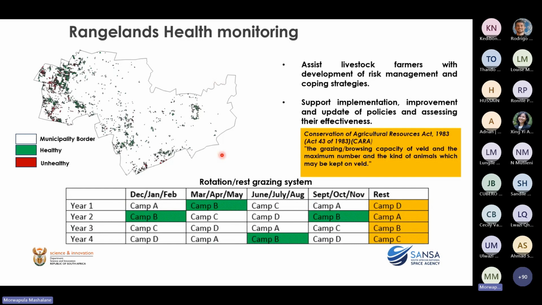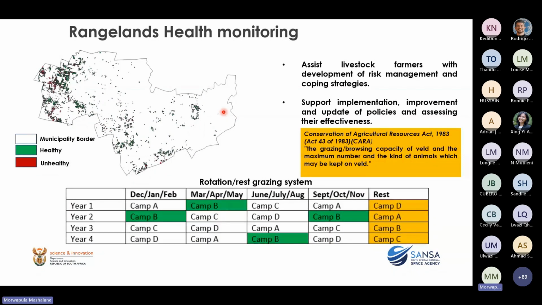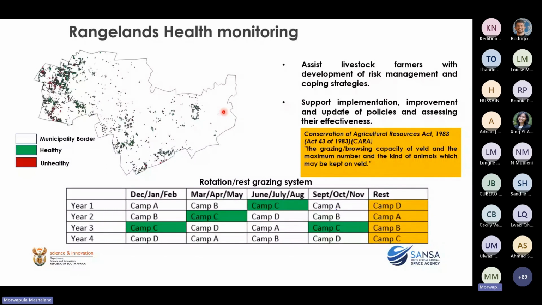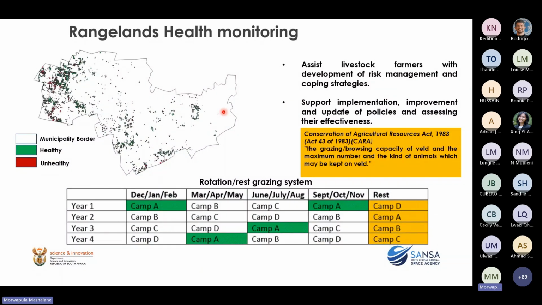So this is also the kind of information that will assist the municipality or government to know where to deploy their resources, whether it's food or funding, should drought occur or any other kind of disaster due to climate change.